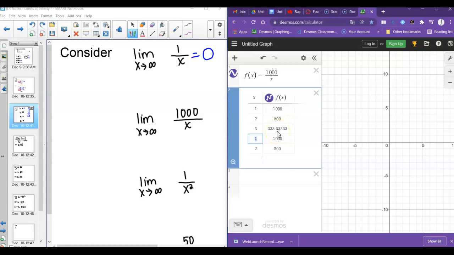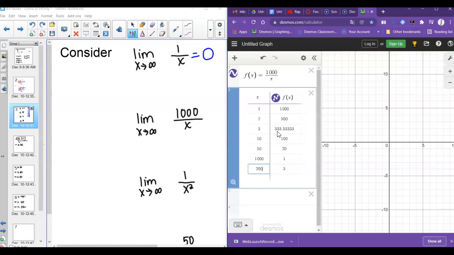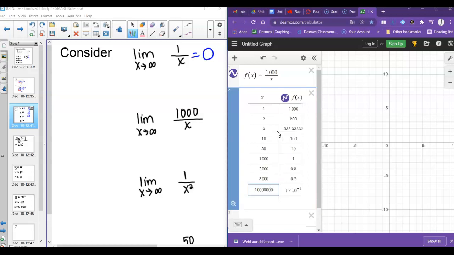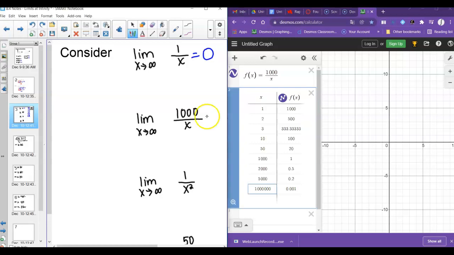But if I start putting in numbers like 10, 50, 1,000, yes, at 1,000 we get 1, 2,000, 5,000, a million. You can see that my fractions get smaller and smaller, and smaller and smaller still. So we start with 1,000 in the numerator, but eventually the same thing's going to happen as we approach infinity. So this one's going to equal 0.